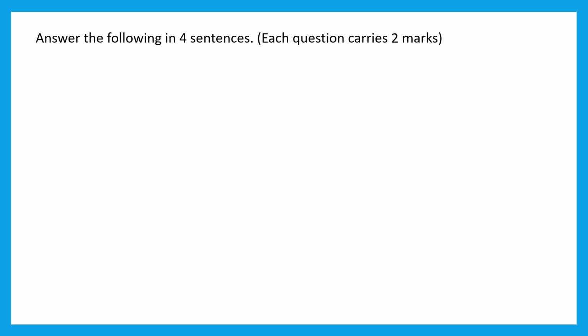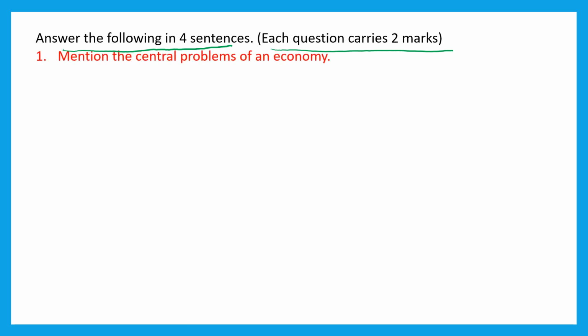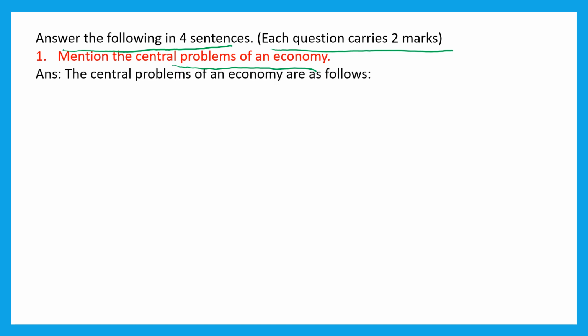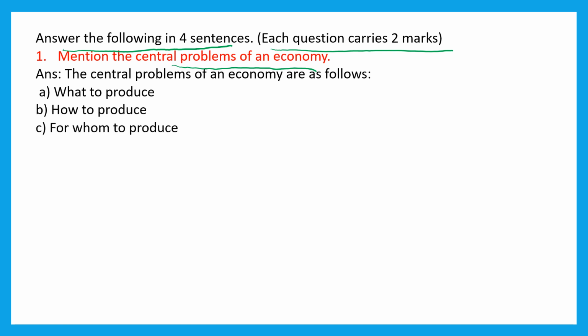Now let us discuss 2-mark questions. Answer the following in 4 sentences. Each question carries 2 marks. Mention the central problems of an economy. Central problems of an economy are as follows: what to produce, how to produce, and for whom to produce.